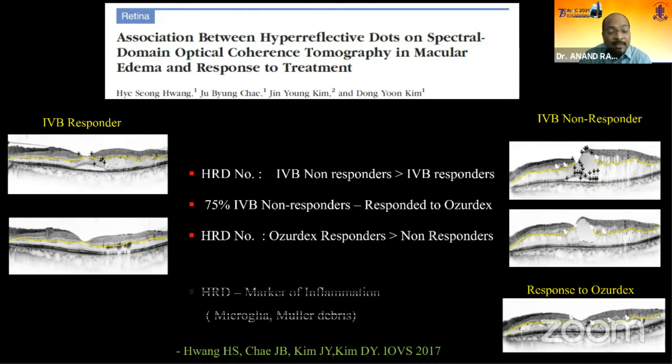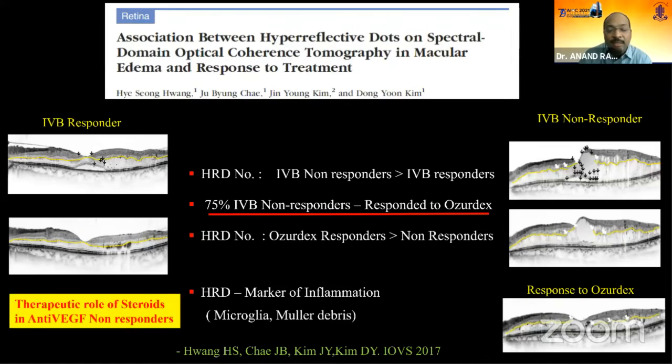And they postulated that HRF was possibly a marker of inflammation because of the great response to steroids, and microglia and Muller cell debris being brought in. So they suggested that there was a therapeutic role of steroids in anti-VEGF non-responders. HRF also increases with the stage of diabetic retinopathy. From no DR to PDR, you see the number of spots increasing. And it's an early sign of blood-retinal barrier breakdown.